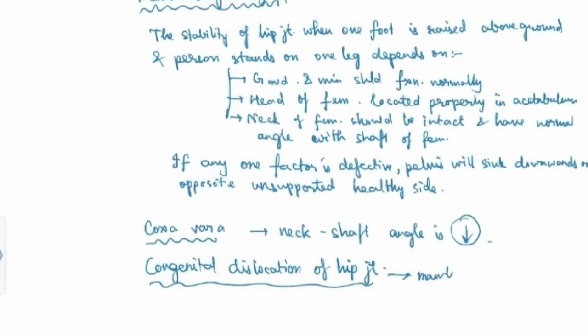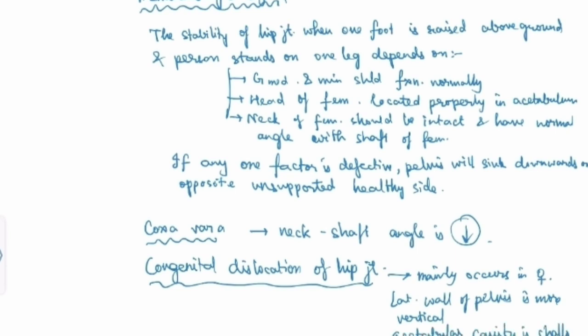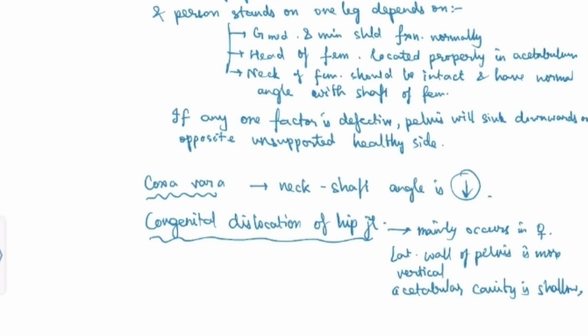Mainly occurs in women. Why does it occur? Because the lateral wall of the pelvis is more vertical, the acetabular cavity is shallow, and the shelf-like buttress of the upper part of the acetabulum is poorly developed. So the femoral head is dislocated towards the gluteal surface, or posteriorly.